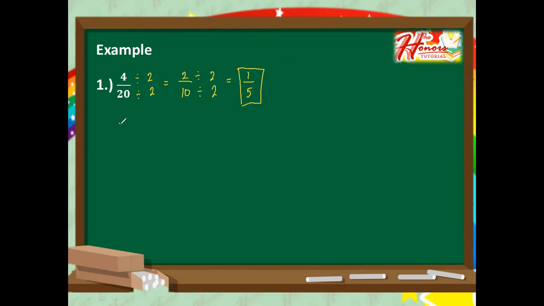However, if you used 4 to divide this fraction, 4 divided by 4 is 1, 20 divided by 4 is 5. As you can see, we produce the same answer by having different numbers.